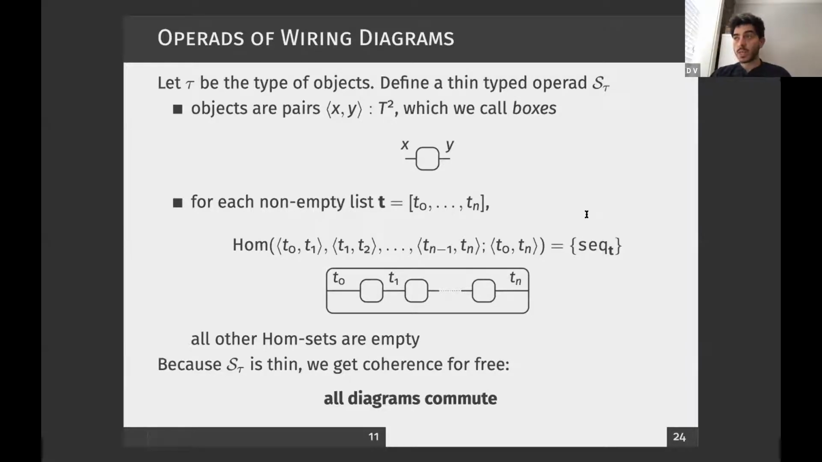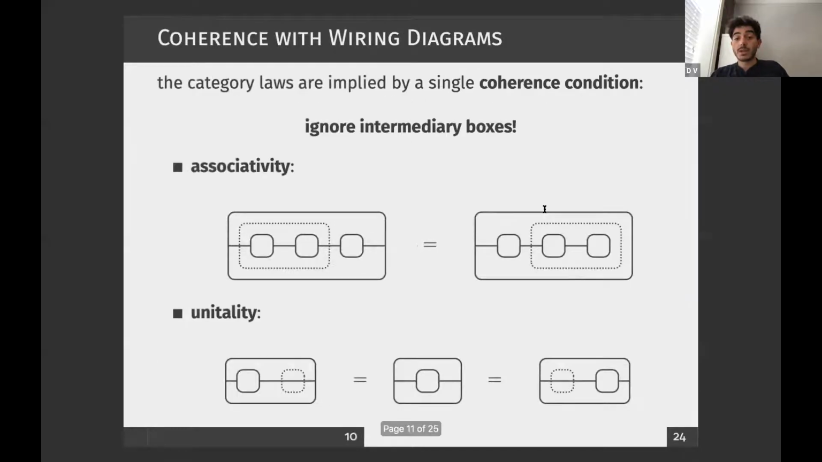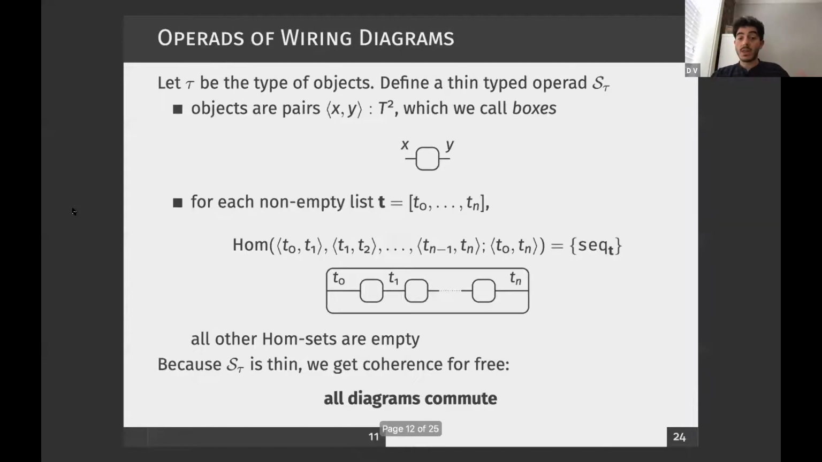So what's special about thinness is that a thin category is just a preorder, and all diagrams commute. So this fact that all diagrams commute gives coherence for free. You can think of these associativity and unitality pictures as corresponding to various commutative diagrams in the operad, and they're all vacuously going to commute. So we get our coherence for free.